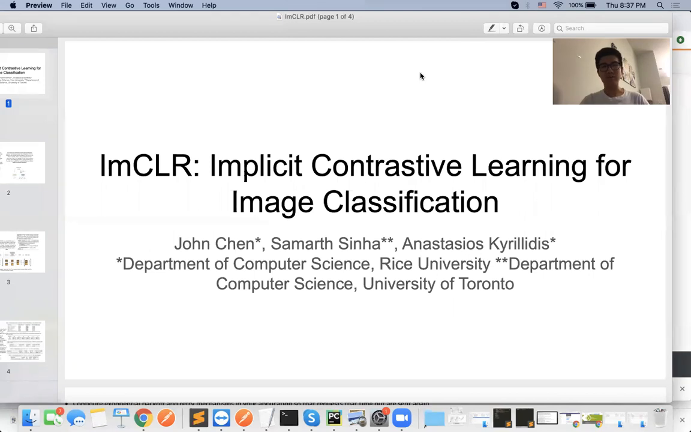Hi, today I will be presenting ImCLR, Implicit Contrastive Learning for Image Classification. This is joint work with Samarth from University of Toronto and Anastasios Kyrillidis from Rice.